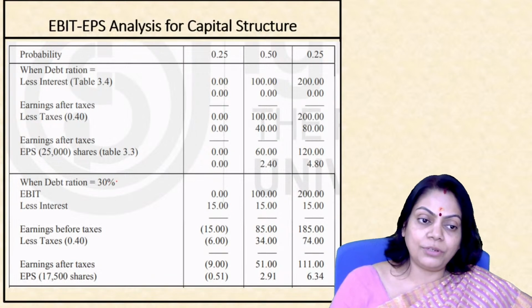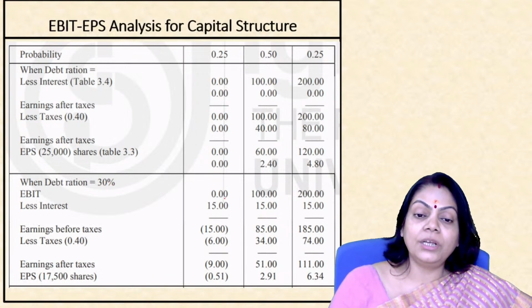Likewise, I have also done it for the debt ratio of 30%. Again, no profit, no EBIT, then 100 and 200 EBIT, less interest.